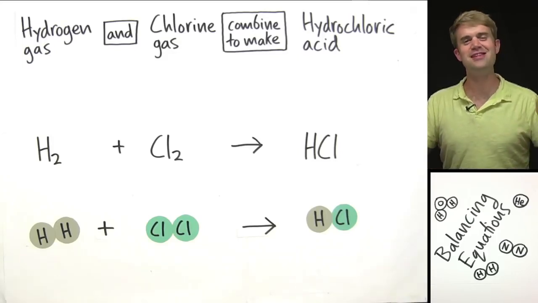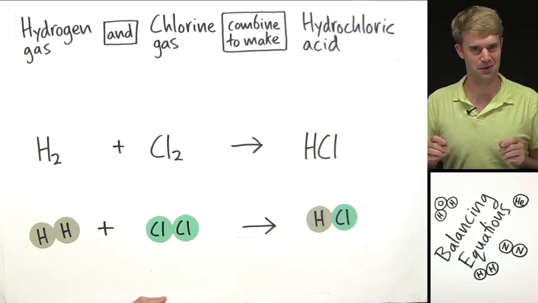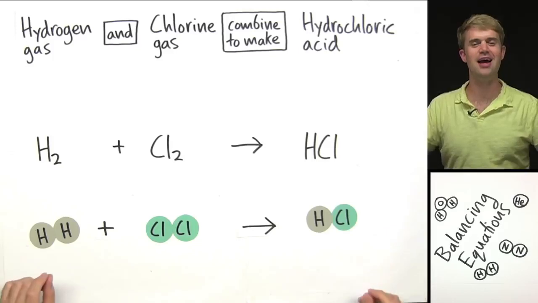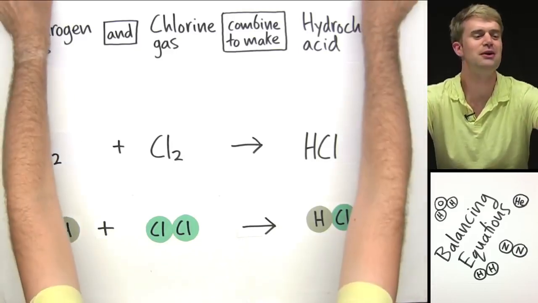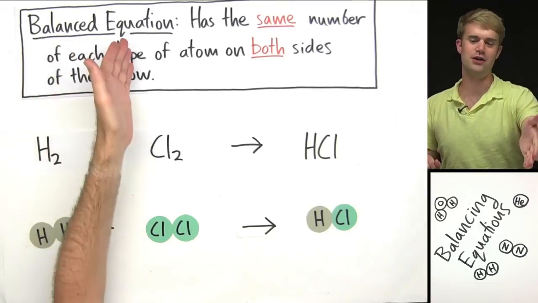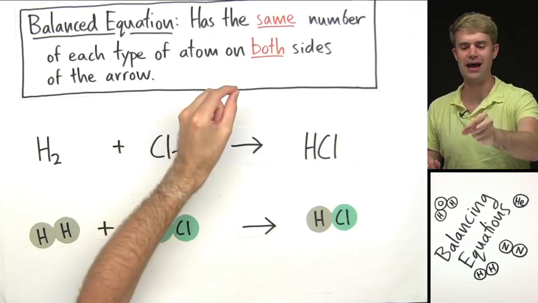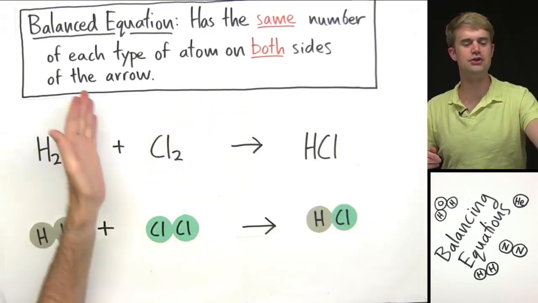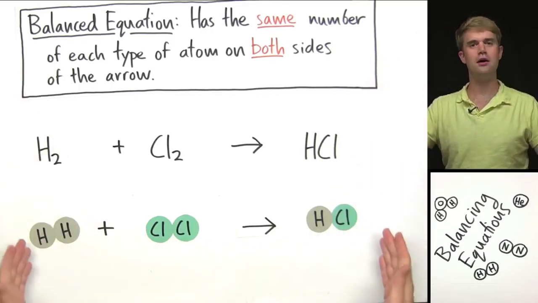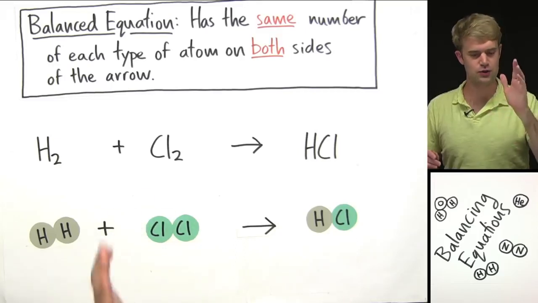Okay, so now we're going to start talking about balancing equations and balanced equations. The first thing that I want to do is figure out whether this equation here is a balanced equation. So here's the definition for balanced equations. A balanced equation has the same number of each type of atom on both sides of the arrow. So keeping this definition in mind, is what I have right here a balanced equation? No, it's not. Here's why.